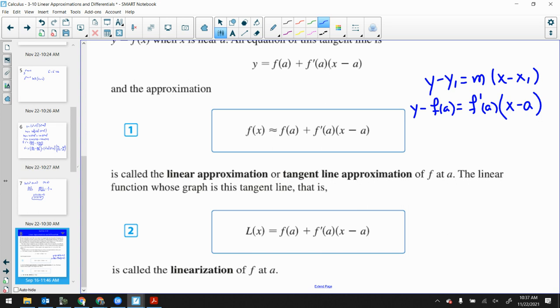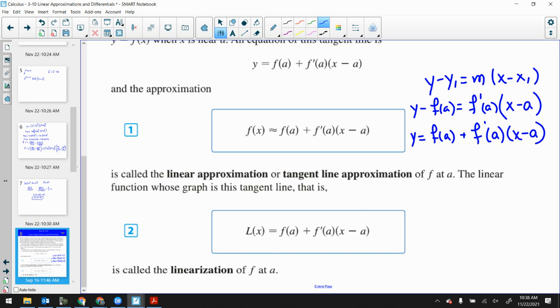That is really what we've been doing all along when I ask you to find the equation of the tangent line. You find f prime, you plug in a into the x minus x1 in point slope, and you plug the y value, f of a, into the y1 value. And then you solve for y. So add that f of a over to the other side, and we have f of a plus f prime of a times x minus a. People, pay attention.